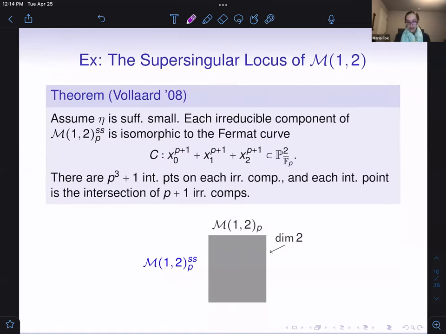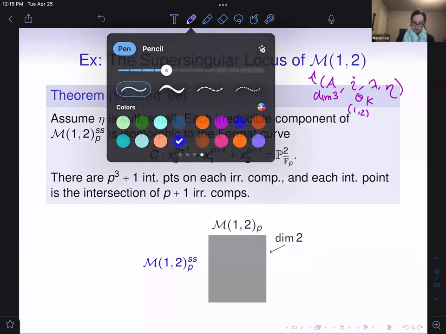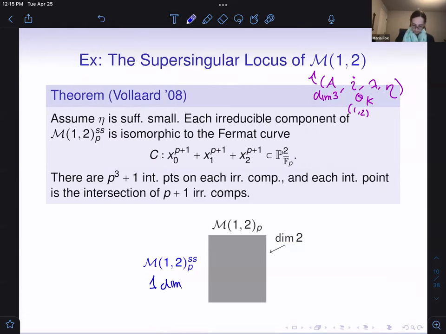So let's get started. Signature 1-2. Remember, this moduli problem is parameterizing abelian varieties of dimension 3, with an action of our quadratic imaginary field K meeting the signature 1-2 condition on the Lie algebra, polarization, and level structure. Ballard shows that each irreducible component is isomorphic to a Fermat curve. So now inside our two-dimensional moduli space, our supersingular locus is one-dimensional, and it's fundamentally built out of Fermat curves.